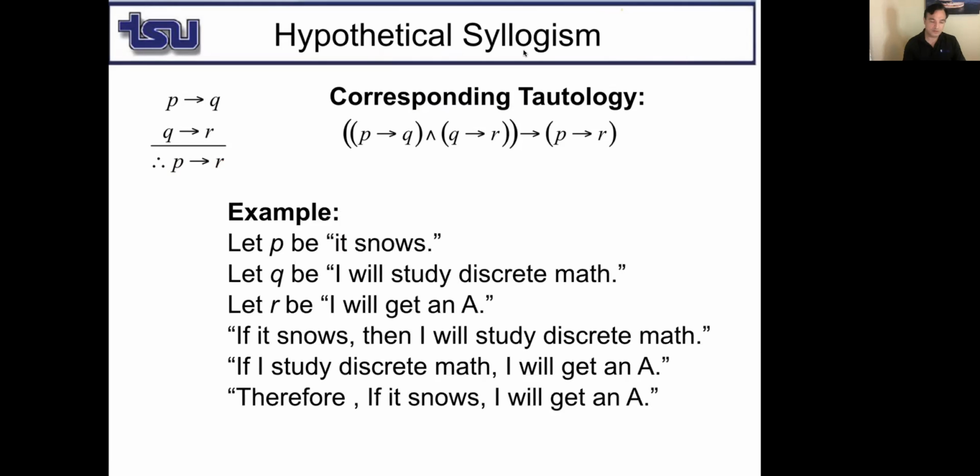This must be a conclusion. Here you go. It snows. I will study discrete math. I will get A. These are three propositions.